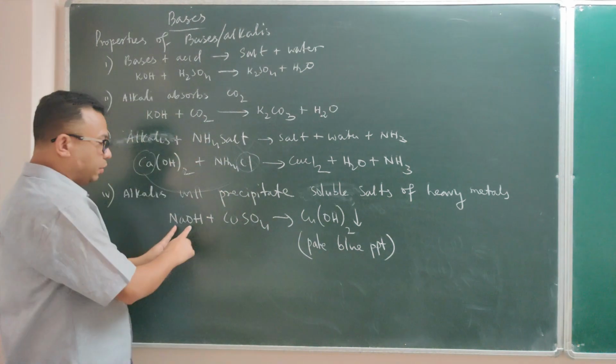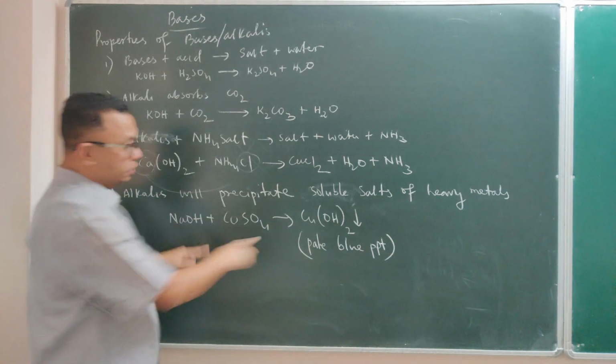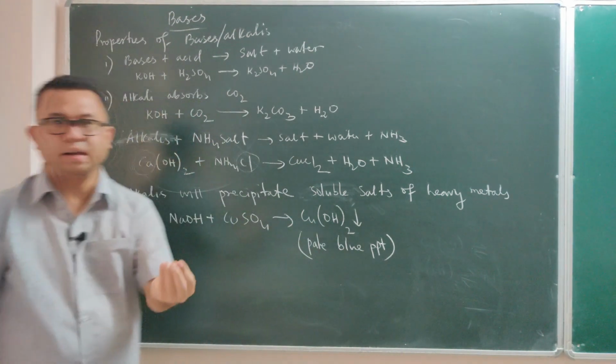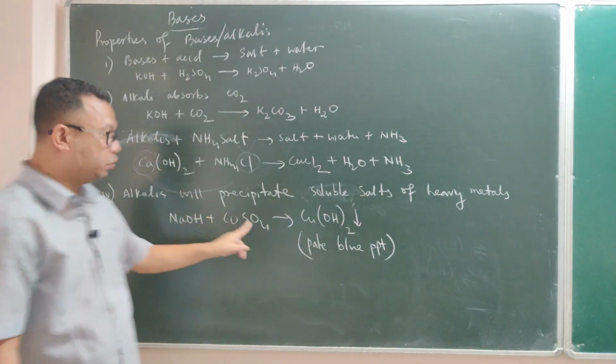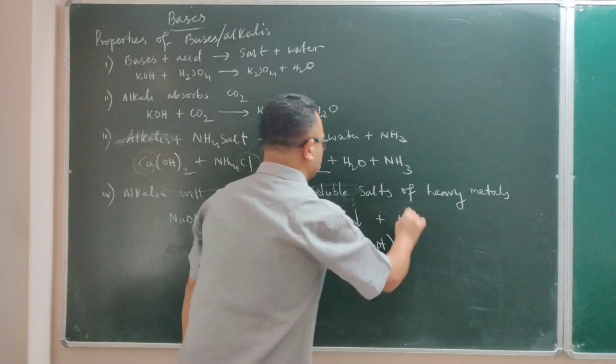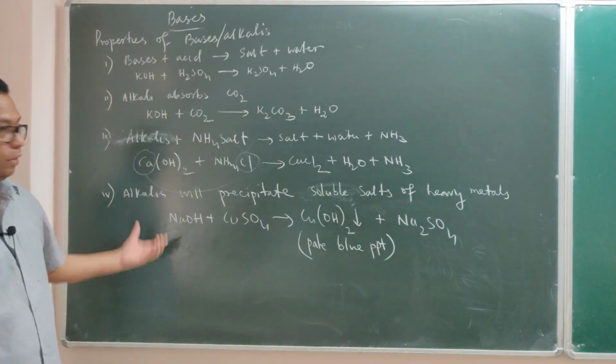So you can see something which was totally soluble, a very clear solution, now when you add this, a curdy kind of substance is formed in the test tube. Copper and hydroxide form copper hydroxide. Now sodium will join with sulfate to form sodium sulfate. So this is your fourth property.